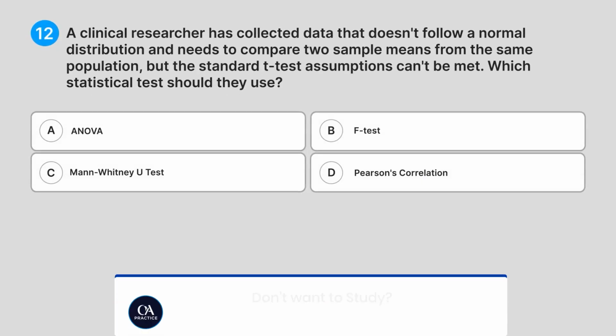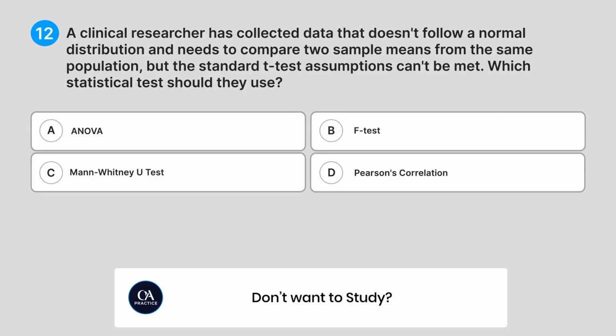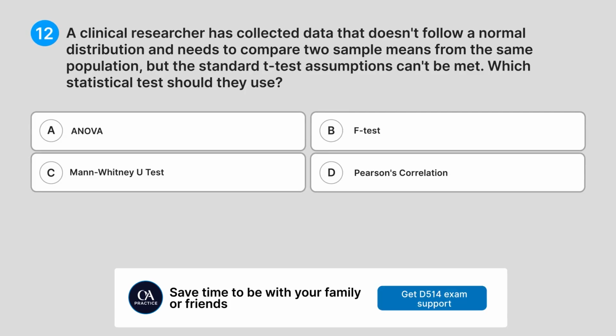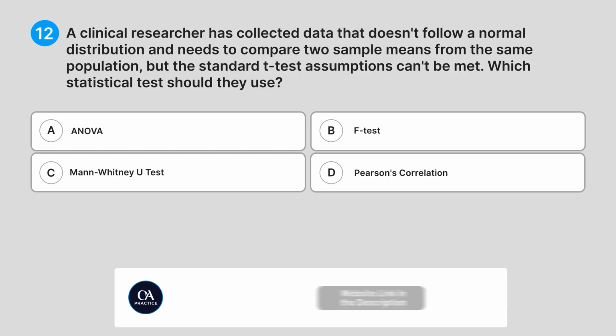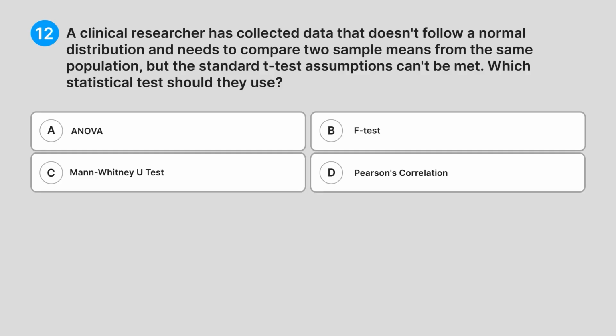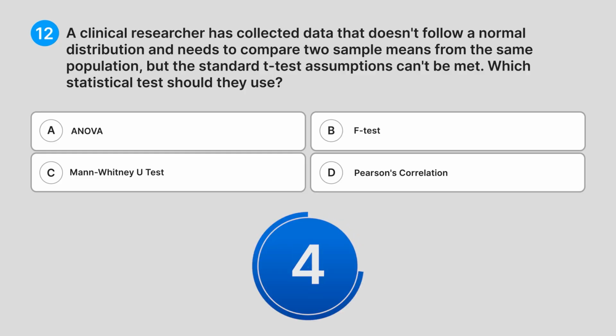12. A clinical researcher has collected data that doesn't follow a normal distribution and needs to compare two sample means from the same population. But the standard t-test assumptions can't be met. Which statistical test should they use? A. ANOVA, B. F-test, C. Mann-Whitney U-test, D. Pearson's correlation. Do you know the answer?